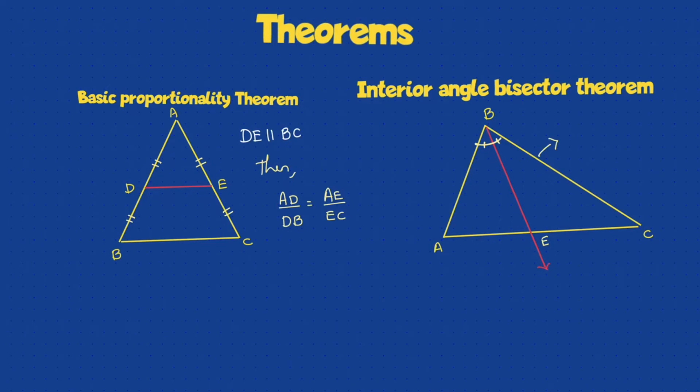Next, interior angle bisector theorem. As the name says, it's an angle bisector. Something that you see in red is an angle bisector. We have studied median, we have studied altitude. Now the new one is angle bisector. It just bisects the angle. So if the angle is 60, 30 will be bisected.